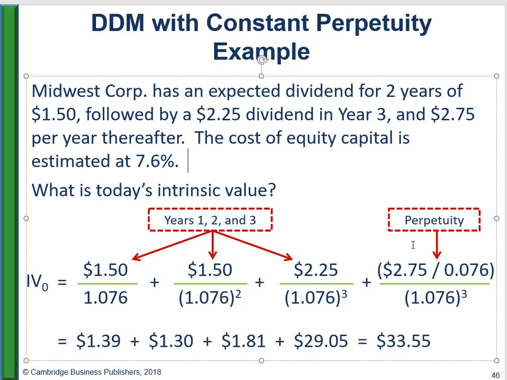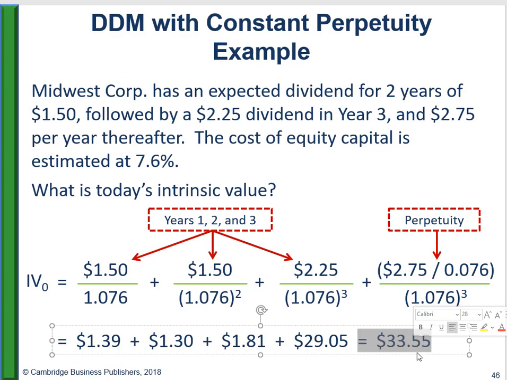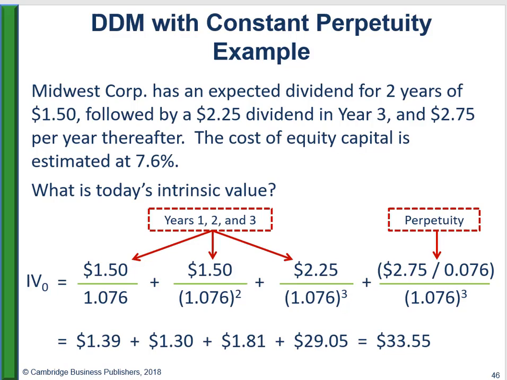And now we have $2.75, which is what we expect into the future forever. And we're going to divide that by our discount rate, and that's going to be our numerator. And then in our denominator, we're going to take that 1 plus our discount rate and discount that back by 3 periods. When we set all that equal to our intrinsic value, we plug in those cash flows and we come up with a stock price of $33.55.